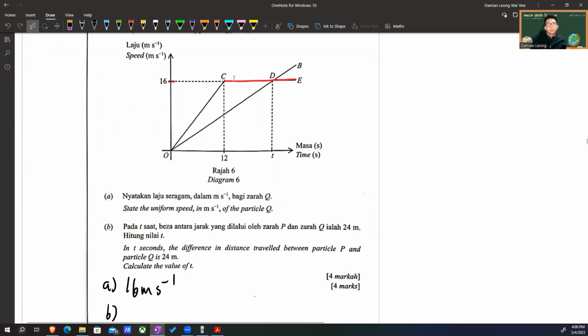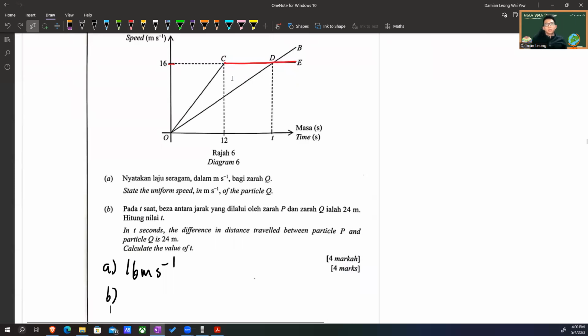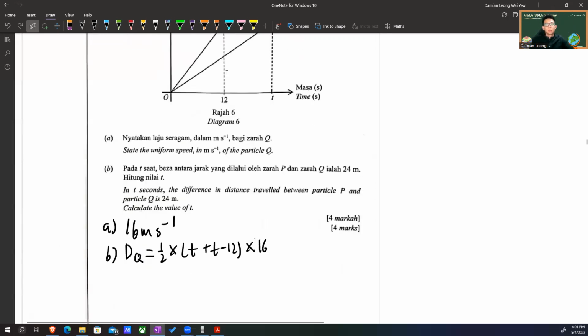And for B, in t seconds, the difference in distance traveled between particle P and particle Q is 24 meters. Means this area versus this whole trapezium area, the difference is 24 meters. So the Q one must be more. Okay. Let's find the distance for particle Q first. So trapezium, half times the sum of parallel sides. Here is t, and here C to D is t minus 12, from 12 until t. So half times t plus t minus 12, times the height 16.